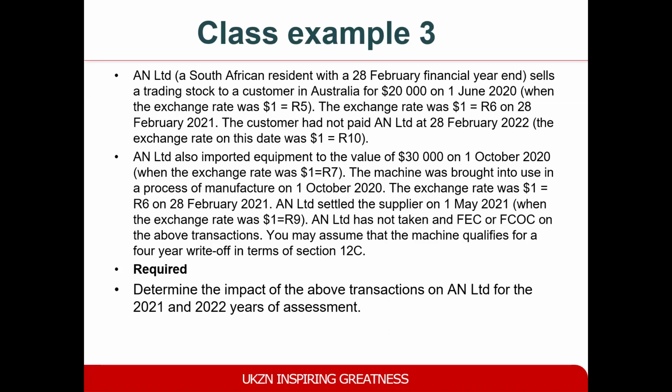When did we sell this? 1st of June 2020. When is our year end? It's 28 February. So when the exchange rate was 5 rands, then later on, come year end, the exchange rate is 6 rands. Remember, we're the ones receiving the money, so we're actually getting more. The customer had not paid at year end. The exchange rate on this date is 10 rands, which is 2022 now. Imagine, guys, this transaction dates back to June 2020. We're still in 2022 and we have not received the money.